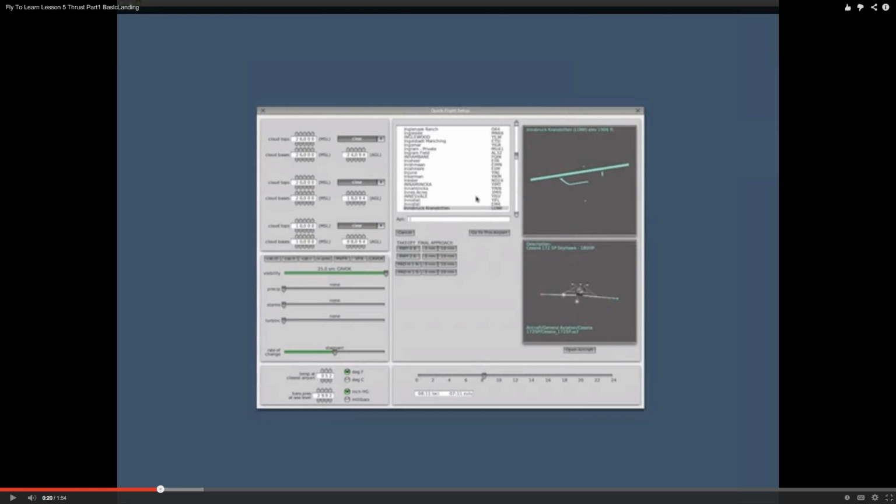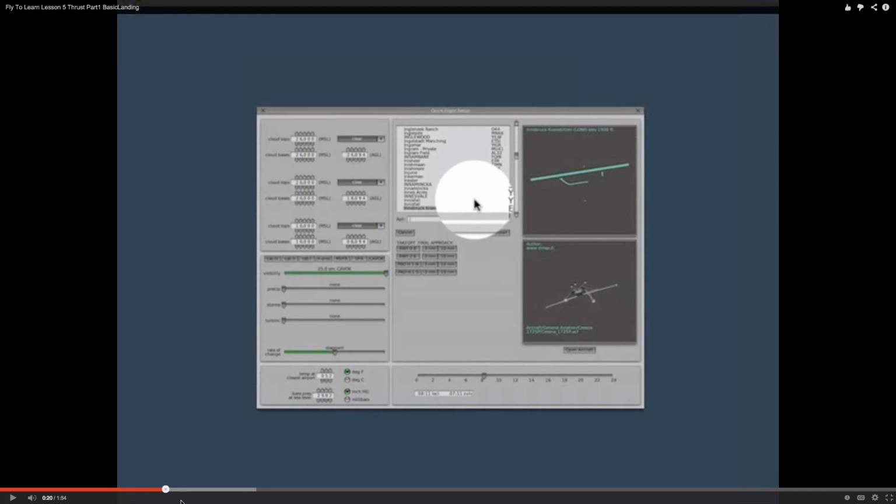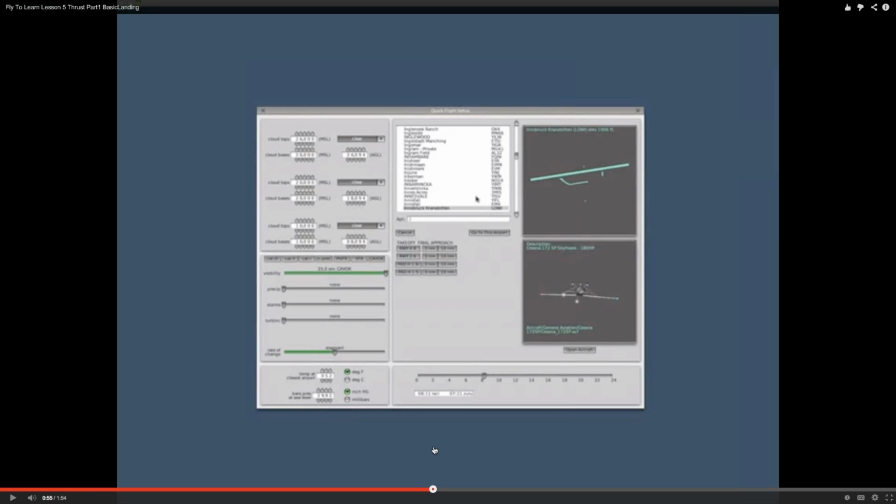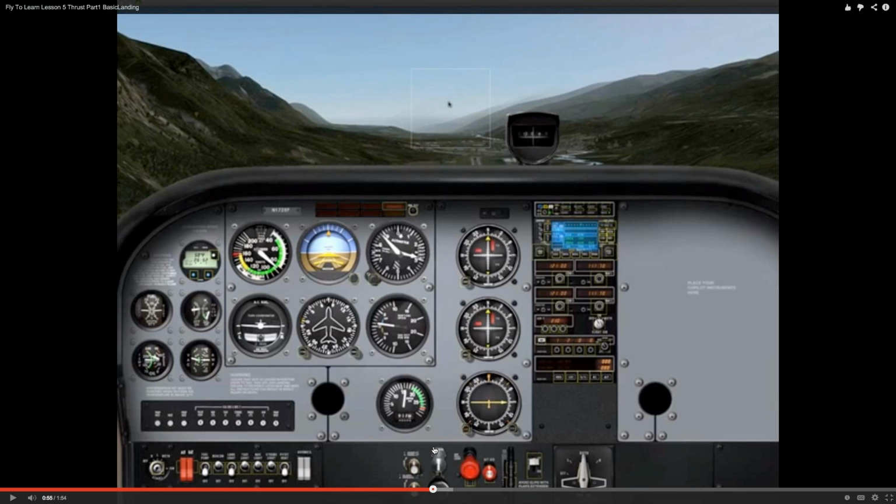Did you click on 3 nautical miles? Katie, let me finish. Did you click on 3 nautical miles or 10 nautical miles? Three nautical miles. Then it should be right in front of you if you clicked on runway 8. You can see the runway. Let me show you. You probably accidentally clicked on 10 nautical miles.